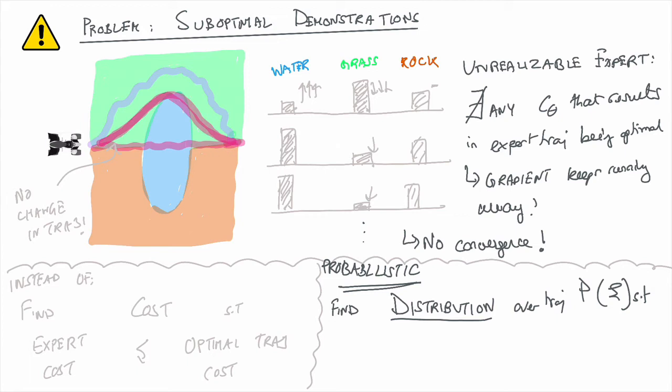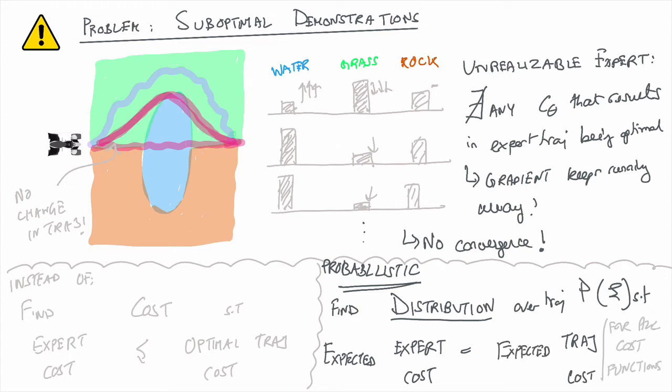More formally, we would like to find a distribution over trajectories such that the expert cost in expectation is equal to the trajectory cost in expectation for all possible cost functions in our cost function class. In other words, we are looking for a distribution that makes the expected expert look like the expected learner. It's a weaker equality condition. So we'll call this paradigm probabilistic modeling via moment matching.